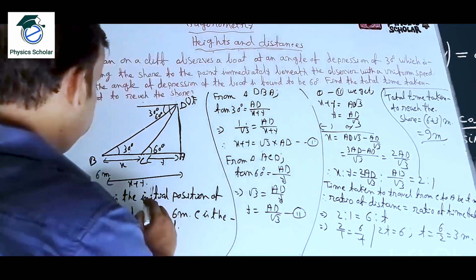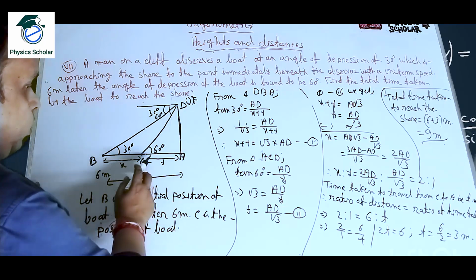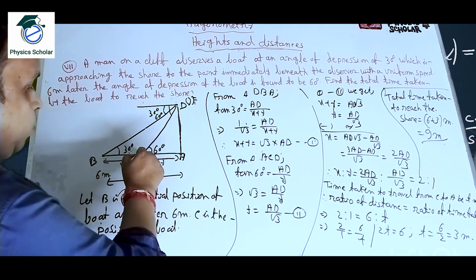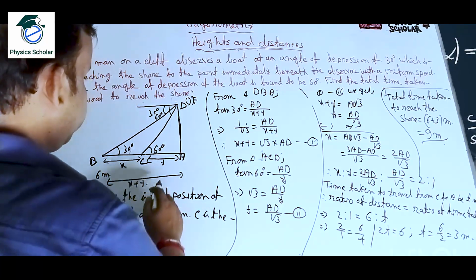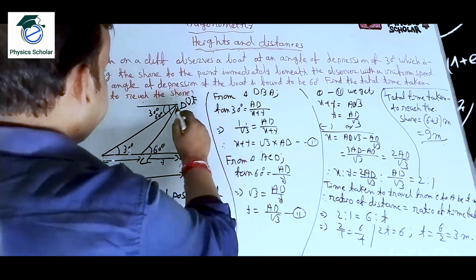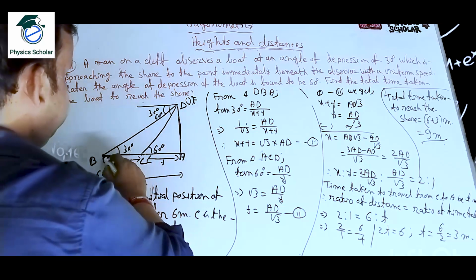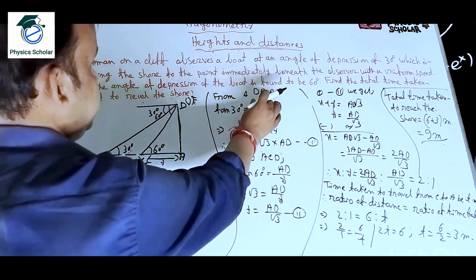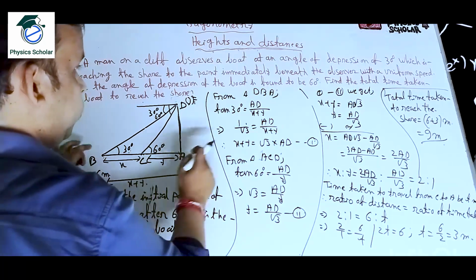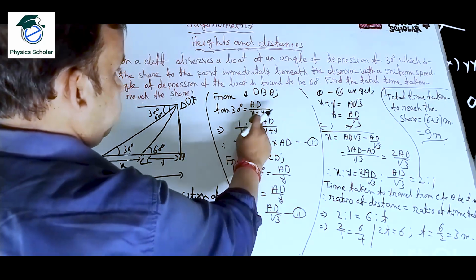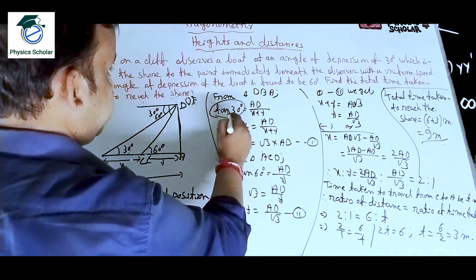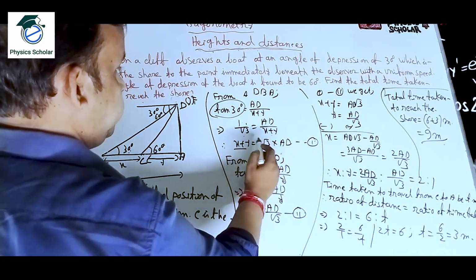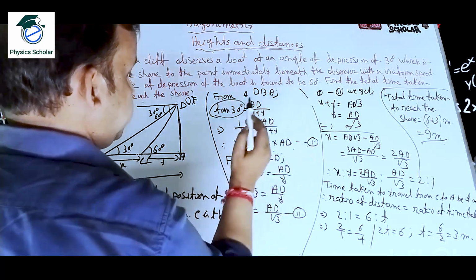Clear? So now B is the initial position of the boat, and after 6 minutes it comes to point C. Clear? Now from the triangle ABD, what we know? tan 30 degrees is equal to perpendicular by base. Perpendicular is AD. Base means what? Total x plus y. Clear? So tan 30, what is the value of tan 30? 1 by root 3 is equal to AD by x plus y. So cross multiplication, x plus y is equal to AD into root 3. This is equation number 1.